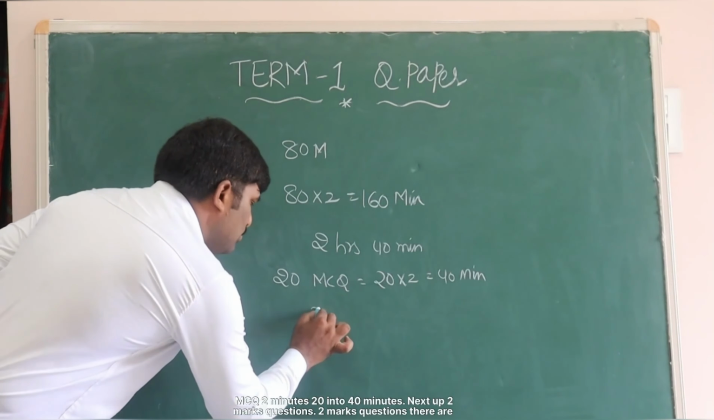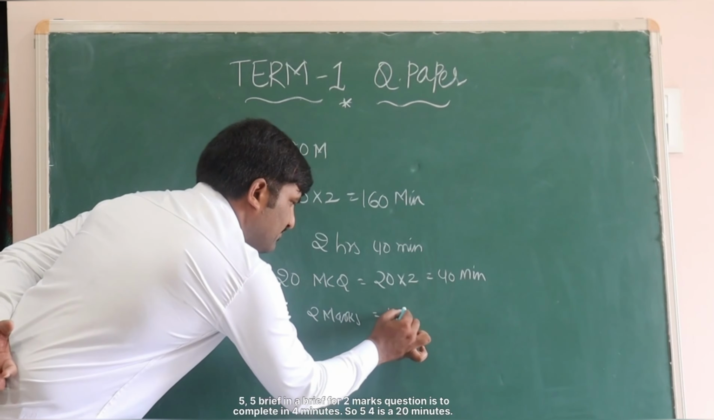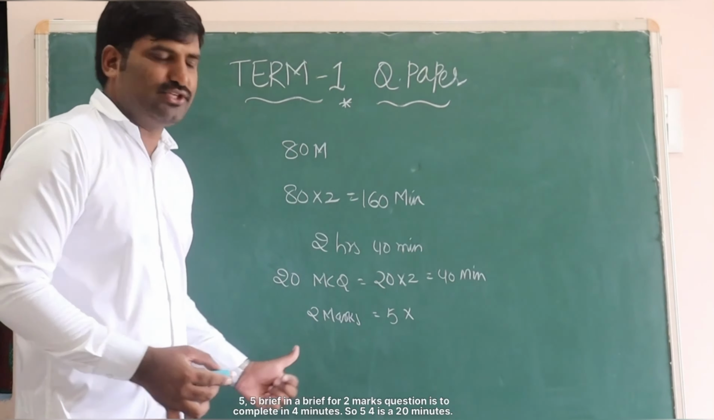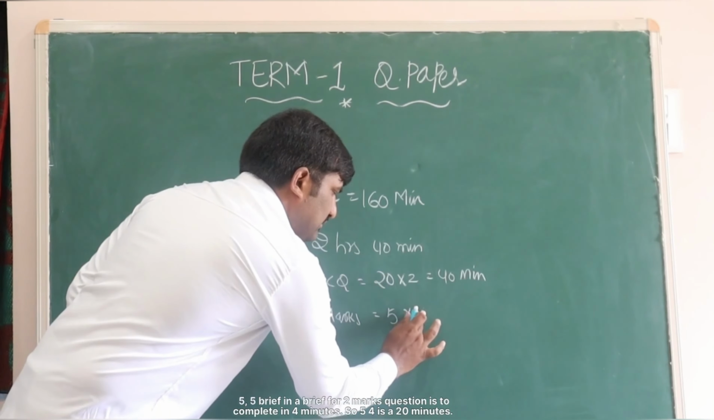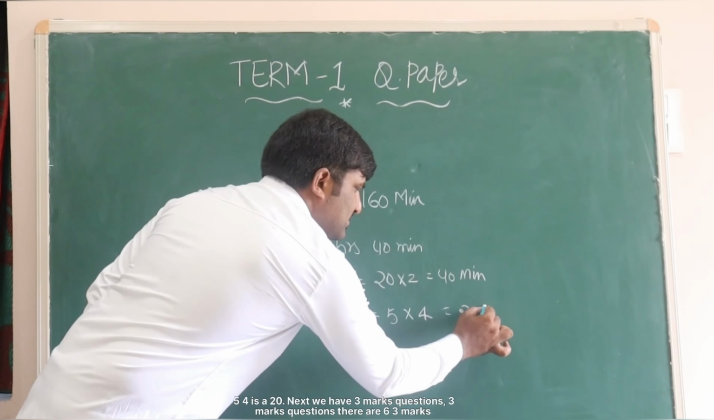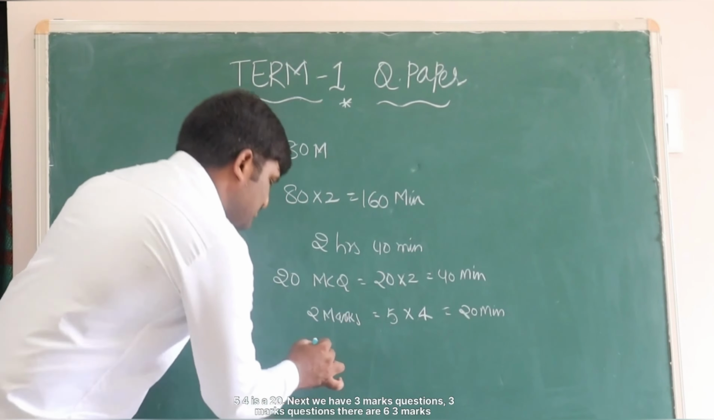Next, 2 marks questions. There are 5. Every 2 marks question you should complete in 4 minutes. So 5 fours are 20 minutes.